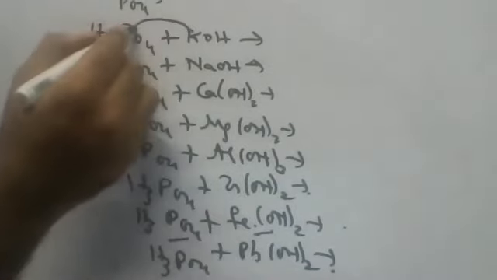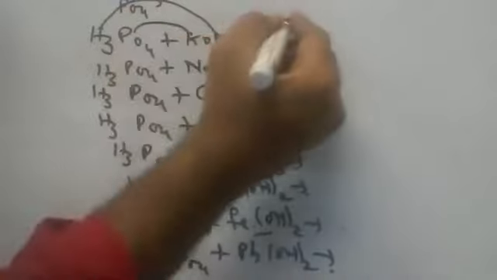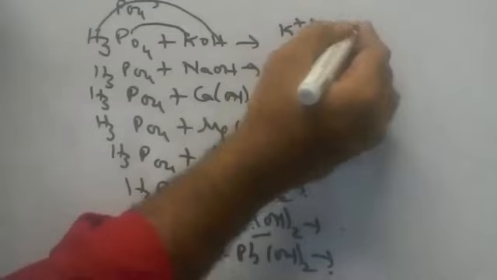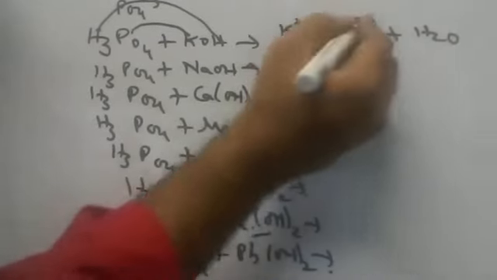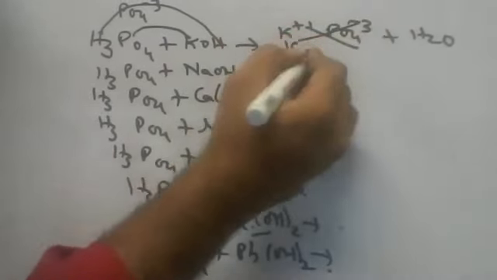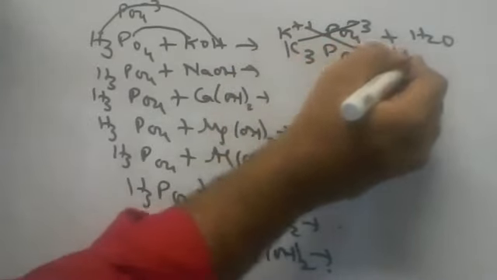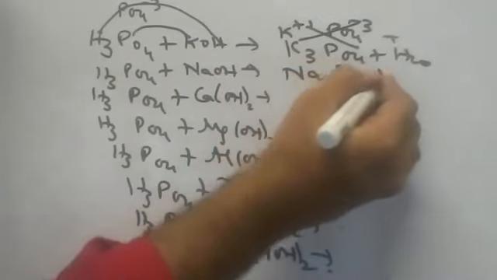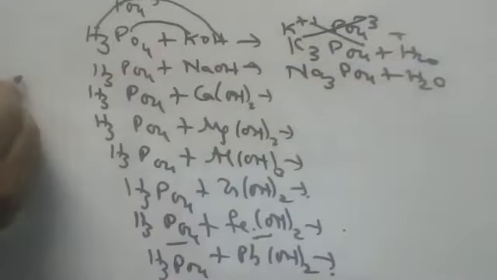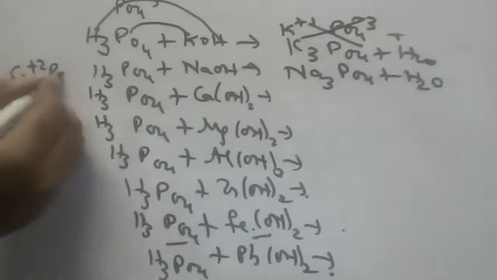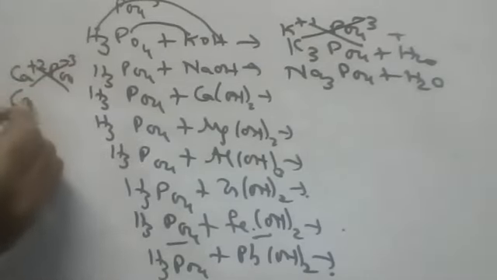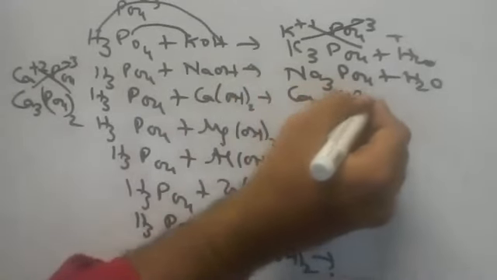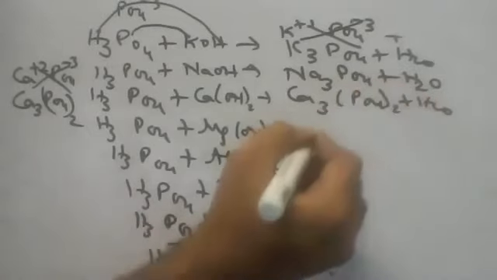So children, here you will get this, and what is this? Please listen once, twice I will explain. Again I won't explain. K is plus 1, PO4 is minus 3, plus H2O. So 3 will come here, 1 here. So what is the formula, children? K3PO4 plus H2O. Here also same, Na3PO4 plus H2O. Here, children, Ca is plus 2, PO4 is minus 3. So Ca3(PO4)2 plus H2O.